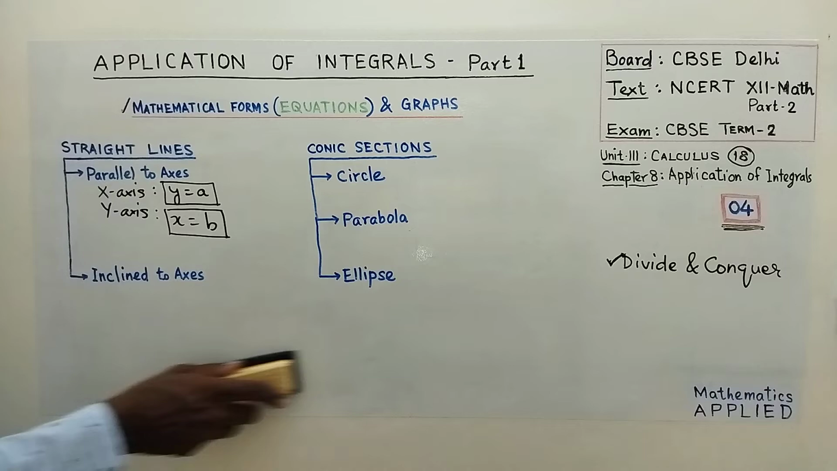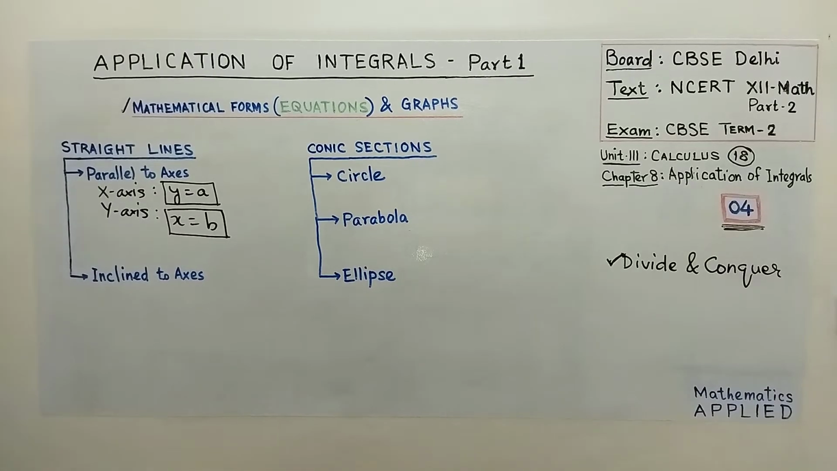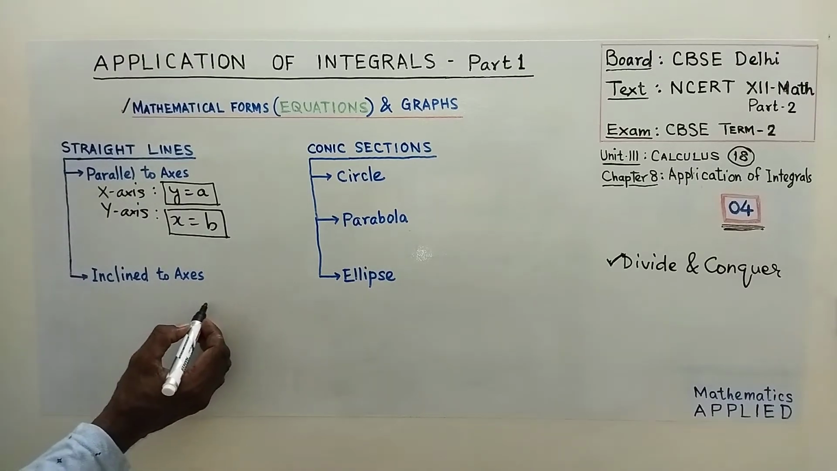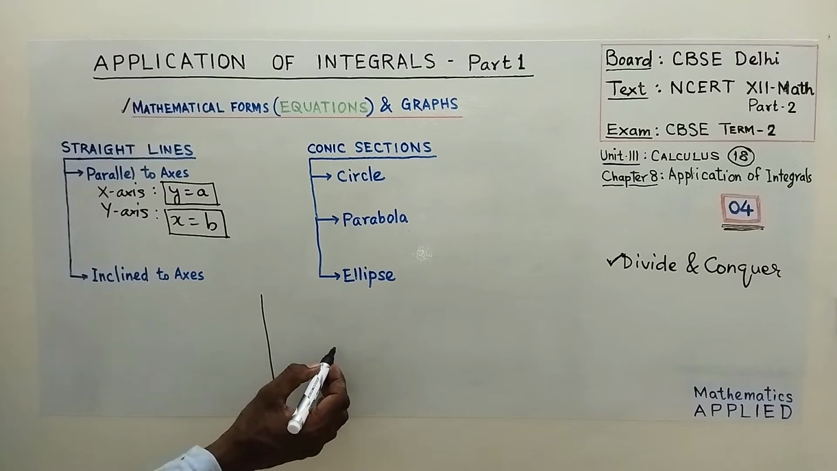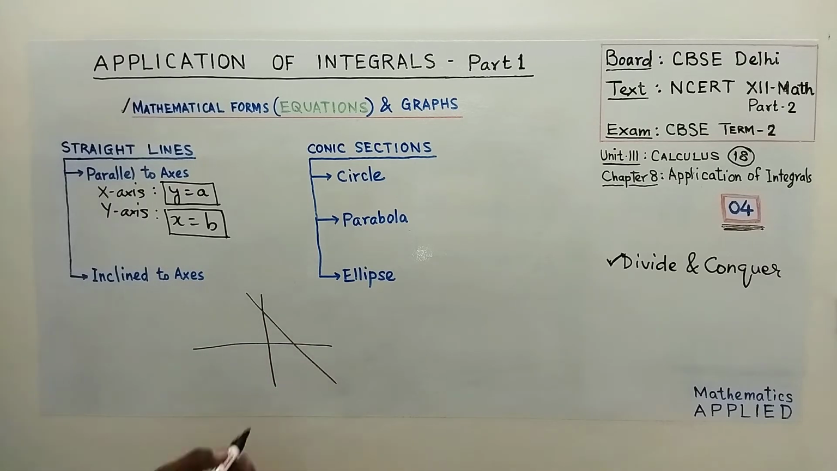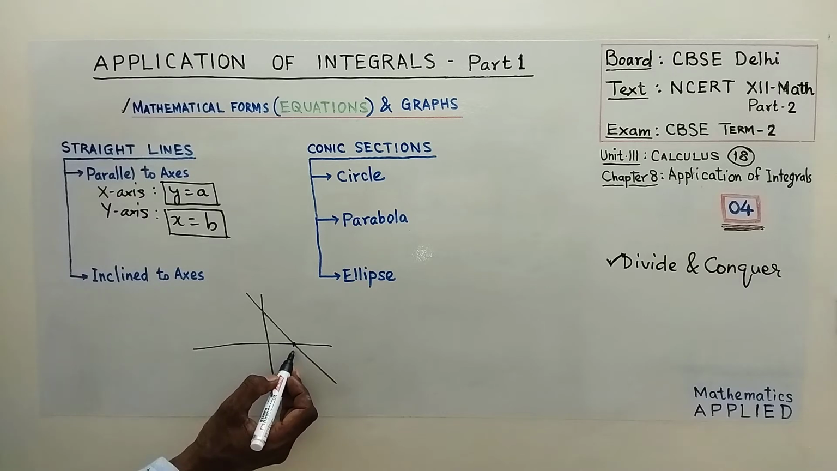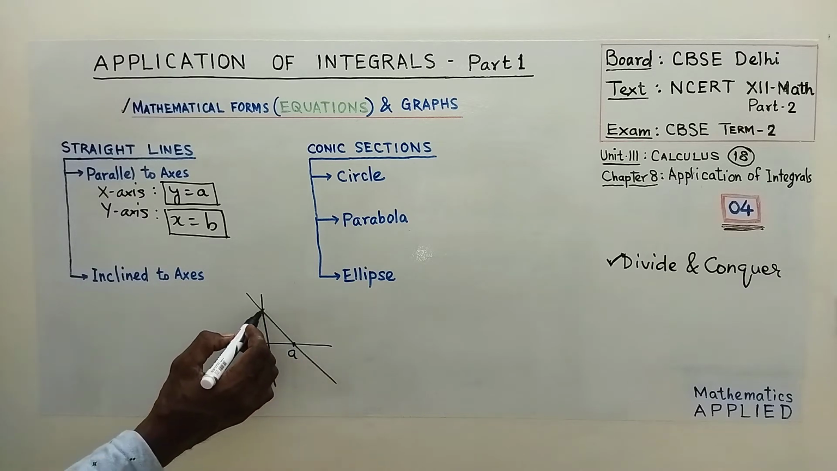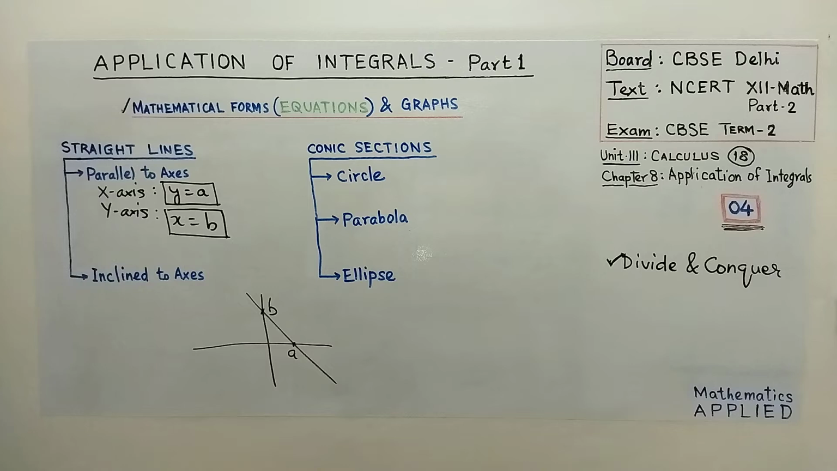There are lines which are inclined to x axis and y axis. How are they going to be? Let's draw one line. Let's say this line cuts the x axis at a, and it cuts the y axis at b.